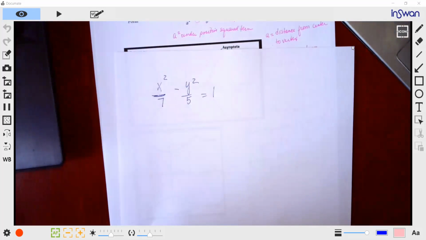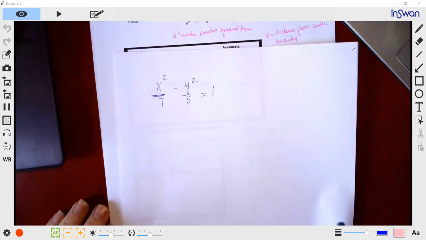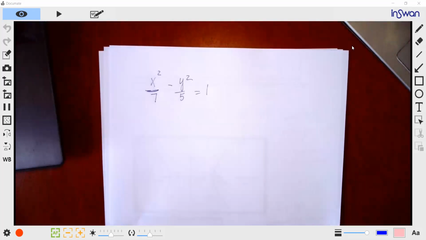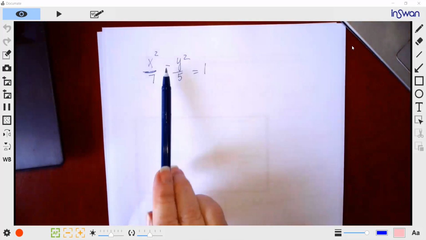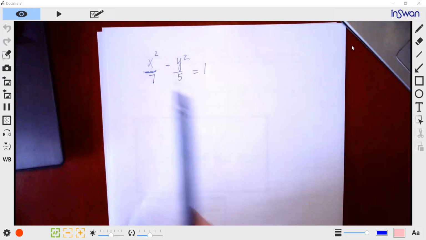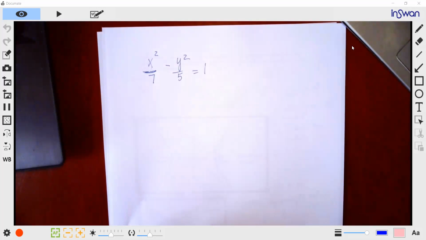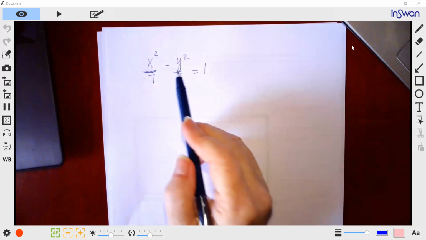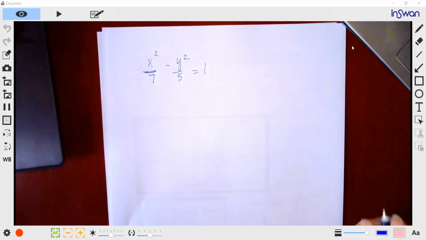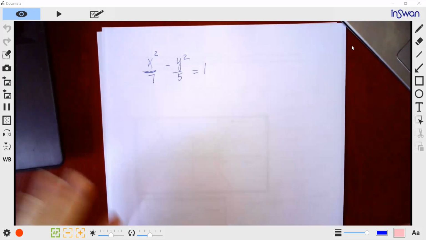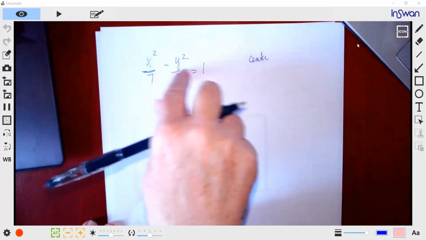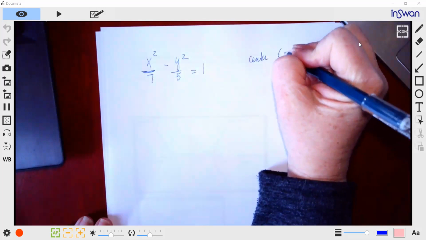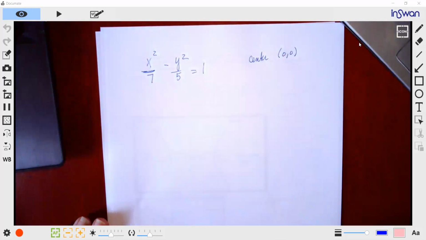What is the tell that this is a hyperbola rather than an ellipse? The negative. The negative, exactly. If one of them's positive and one of them's negative, then we should get either a hyperbola or just a point. But the fact that they're opposite sign, that goes hyperbola. It's already in standard form. The center, since nothing is being subtracted from x and y inside there, is 0, 0.